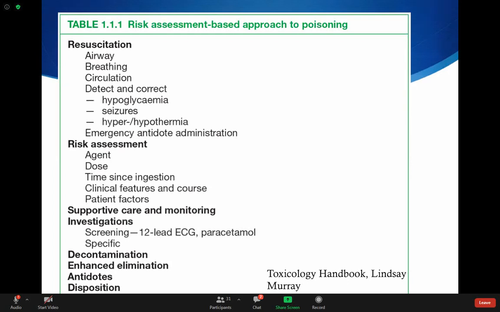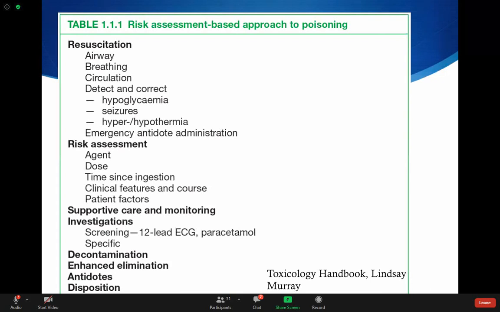In adults, mostly if it's intentional, we get a paracetamol level. Sometimes with pediatric accidental overdose, you don't need to get a paracetamol level. Decontamination: if they come early on, you clean. If there's something on the skin, you wash their skin. You remove their clothes if there is a toxin sprayed on them or on their clothes. And if it's still within a reasonable time that you think the drug is still in the stomach, you can give them activated charcoal, if the drug binds to activated charcoal. We'll speak about that.